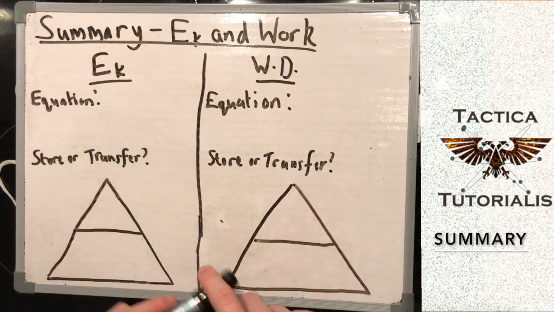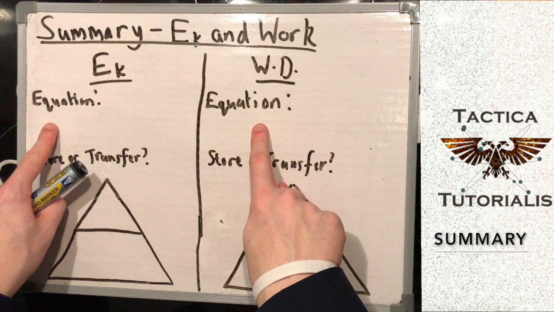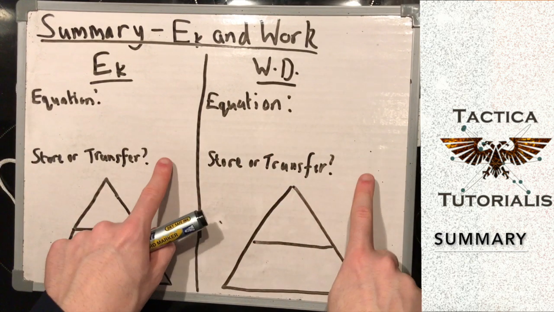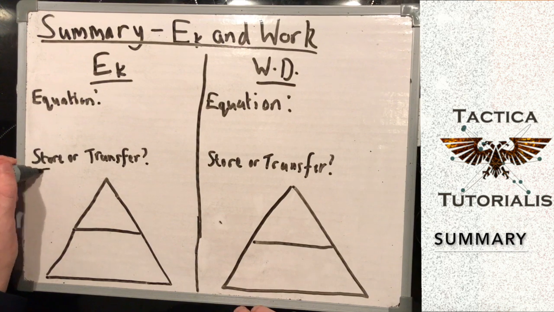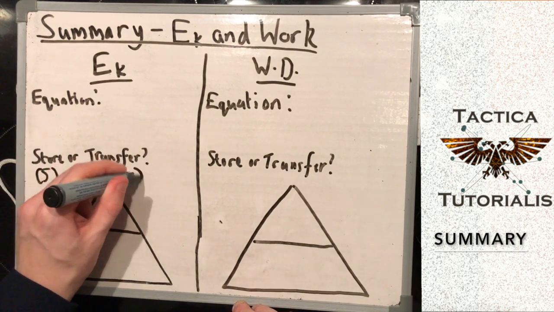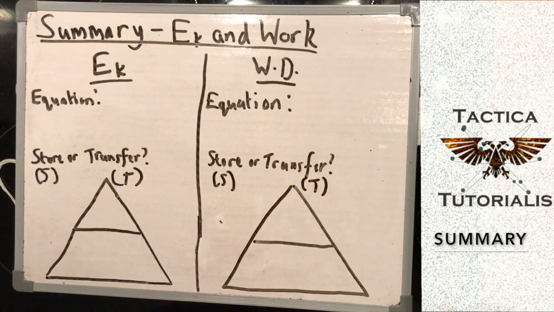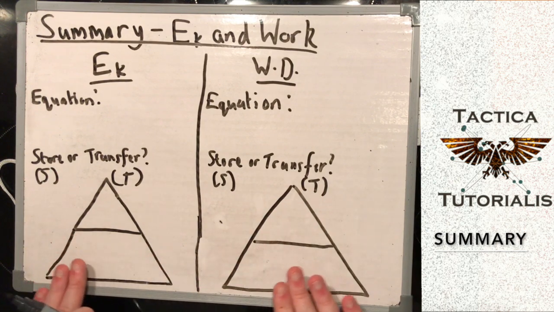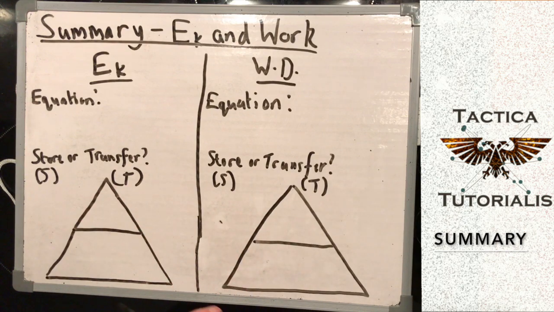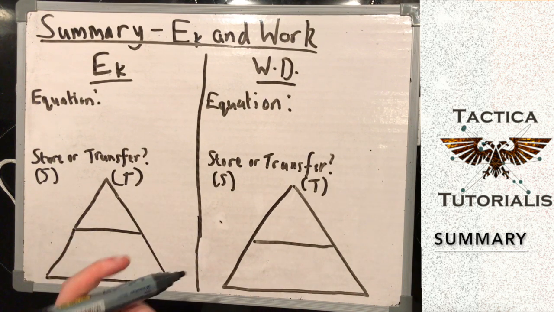On both sides, I want you to write down the equation for them. I want you to write down here using either S or T, whether they are an energy store or an energy transfer. And then finally, I'd like you to complete the equation triangles for each of them. I've given you a start, but I've not told you how many segments the bottom part or the top part need to go into. So you're going to have to think about your notes, have a think about it, maybe look back through the videos if you have to, in order to complete this task.